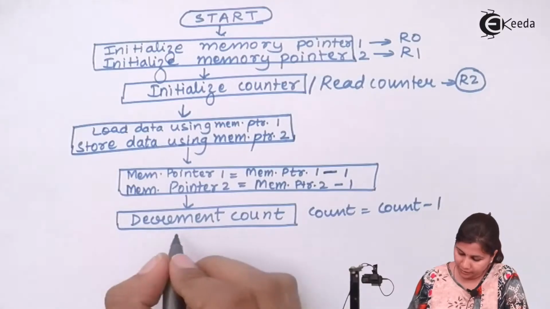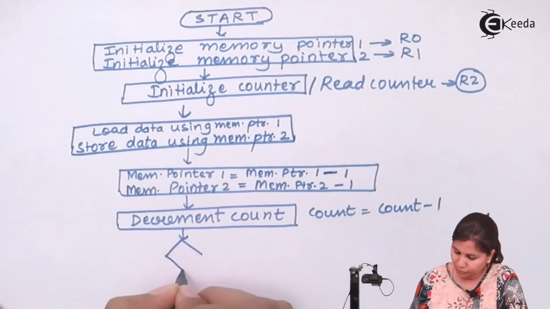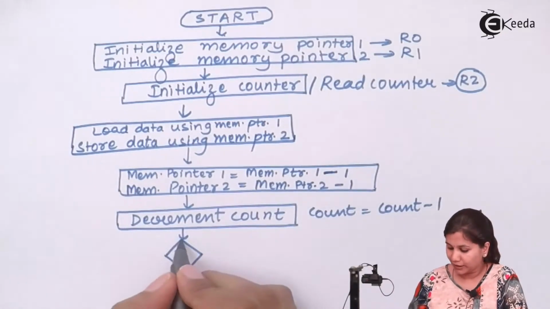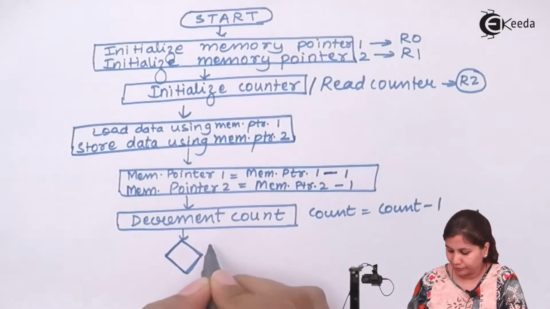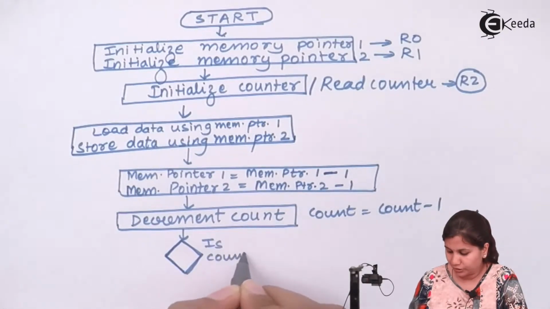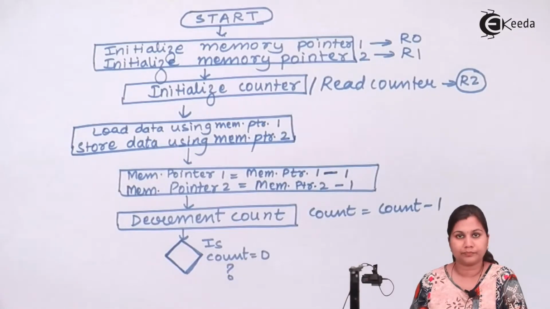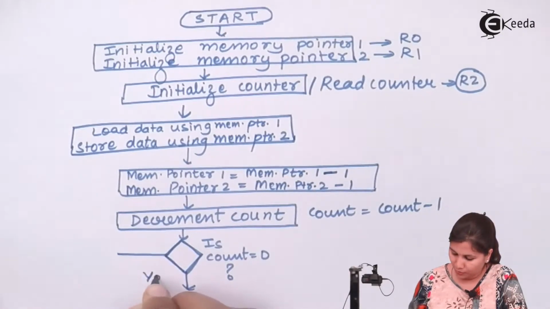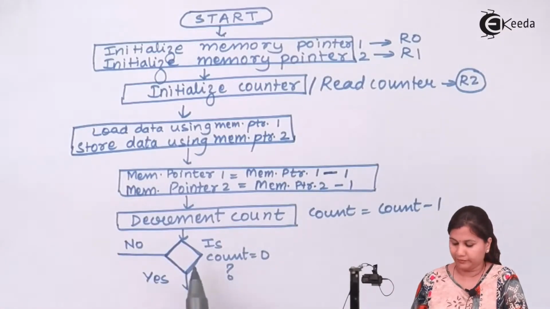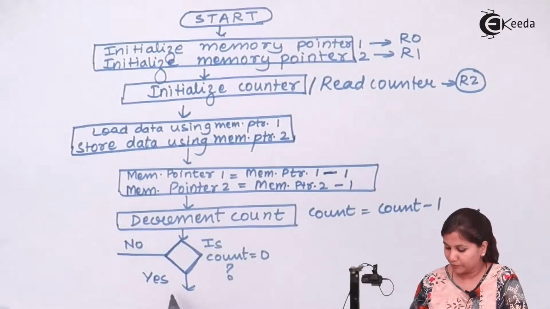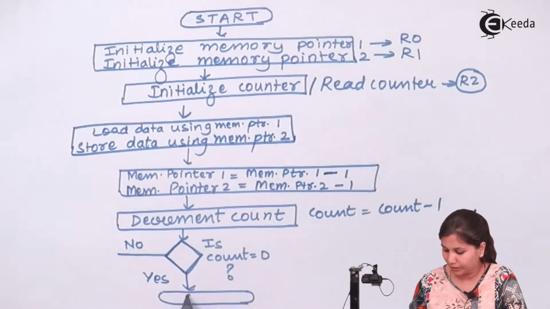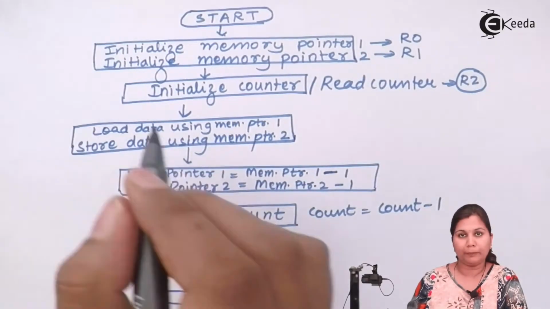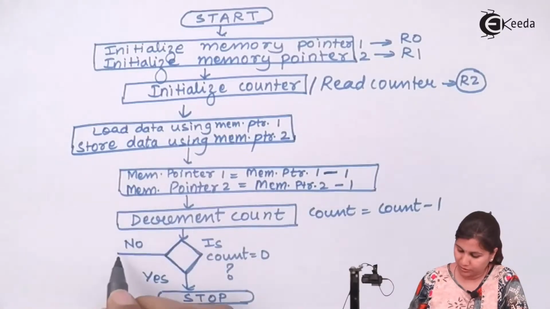Then after that, check whether the counter is 0 or not. So here we are to make a decision, that is why it is shown in a diamond shape. Here we will check is count equals to 0 or not. There can be two conditions, whether yes or whether no. If it has become 0, then we have to stop our program, end the program, again shown in the oval shape. If it is not, then we have to repeat those steps.